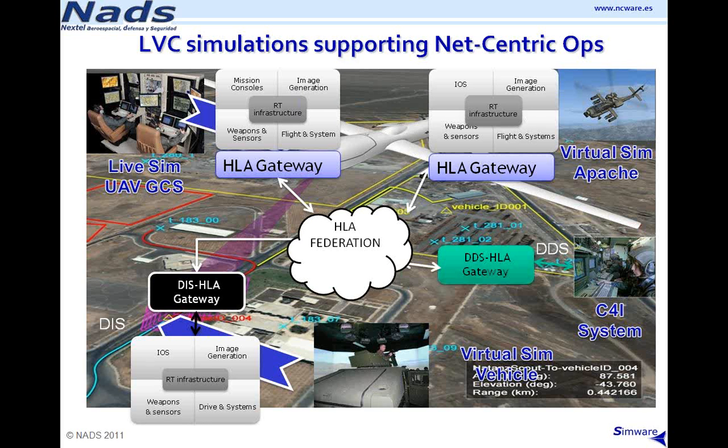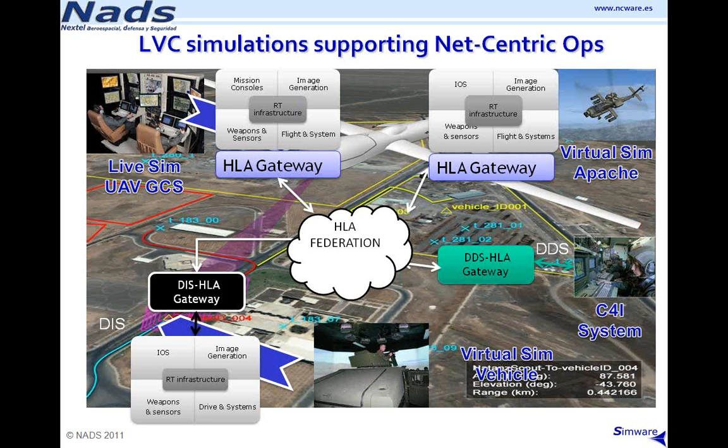At last, we will federate the C2 system. This C2 system could be based on the DDS standard. Therefore, we will need another gateway now for bridging HLA and DDS together. Thus, using some gateways, we have developed our federation to support the training requirements we had.